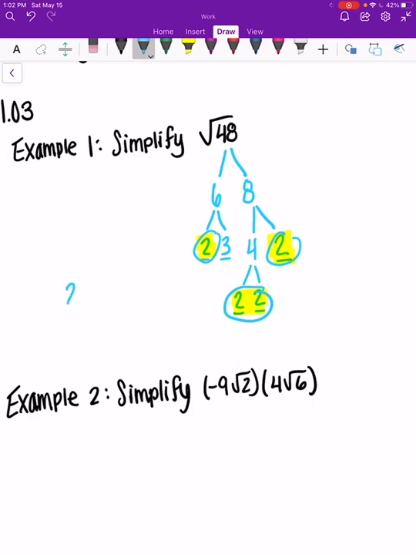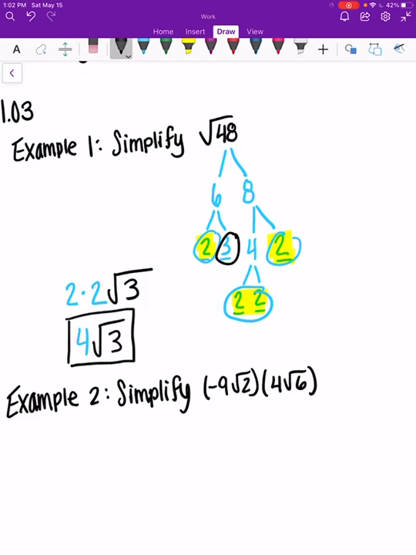So on the outside I'm going to have 2 times 2, because there's 2 pairs of 2s. And then what's left on the inside is whatever bottom number is left over, which is 3. That's the only number. And 2 times 2 is 4, and then the square root of 3.